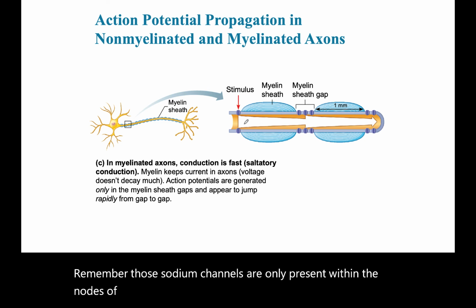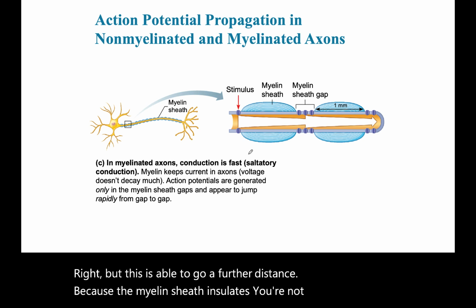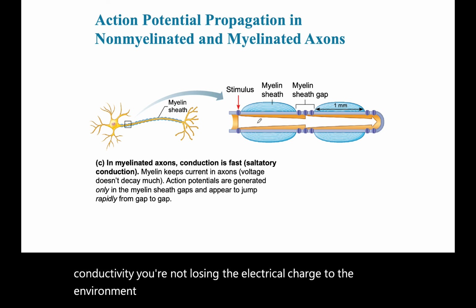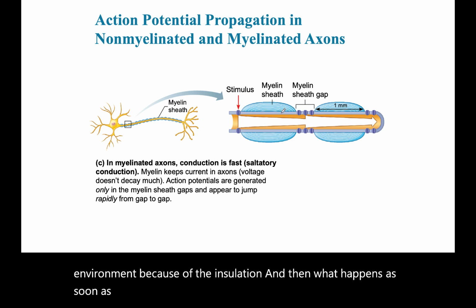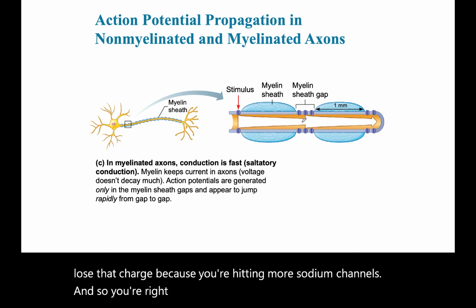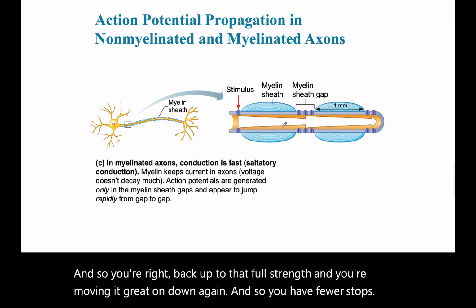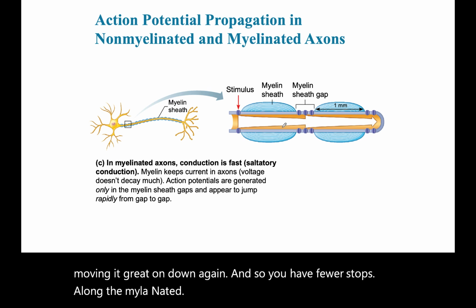That's it. But this is able to go a further distance because the myelin sheath insulates. You're not losing the electrical conductivity. You're not losing the electrical charge to the environment because of the insulation. And then as soon as you're out of insulation, there is no ability to lose that charge because you're hitting more sodium channels. And so you're right back up to full strength and you're moving it right on down again. And so you have fewer stops along the myelinated axon.